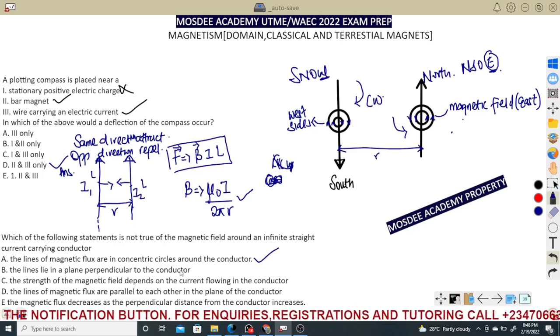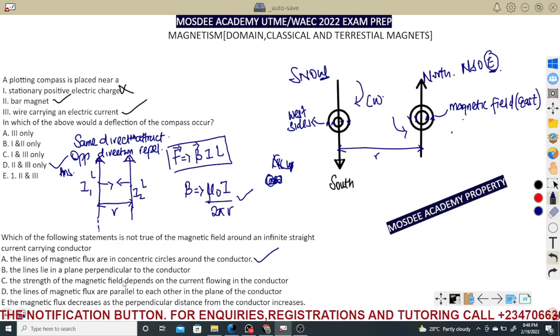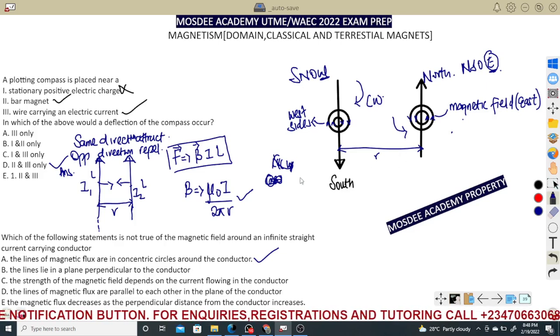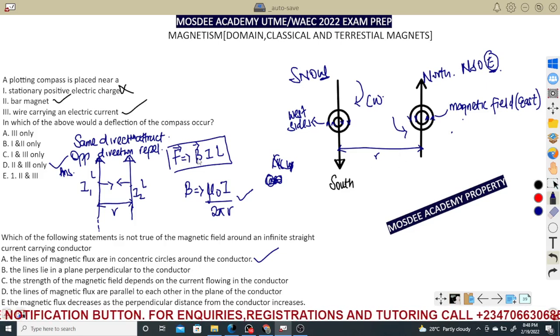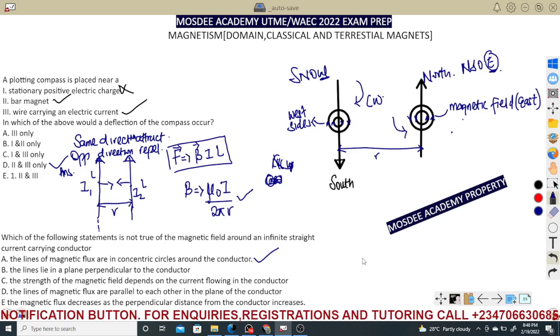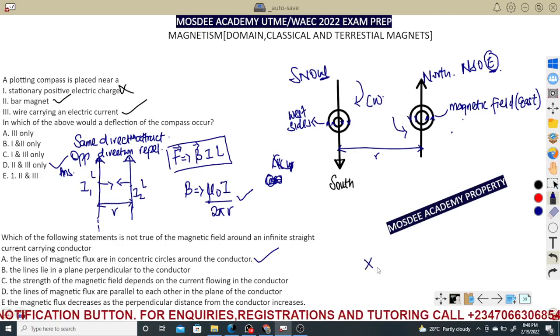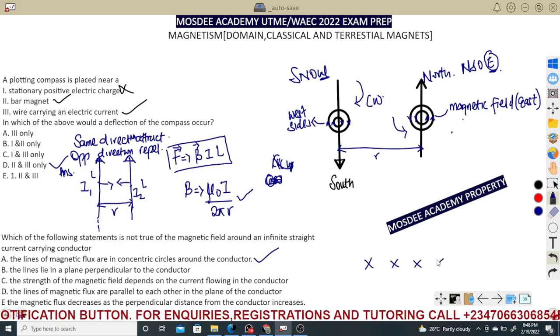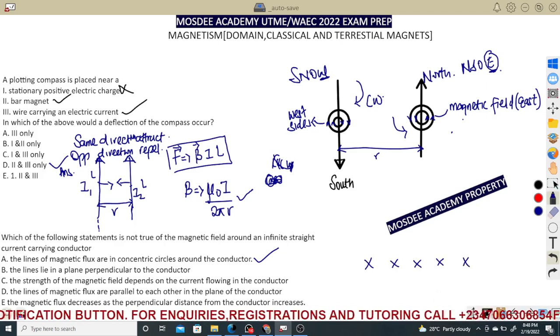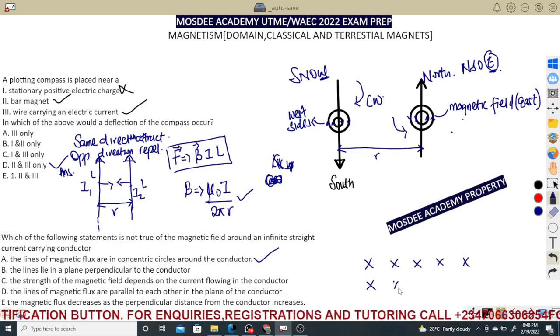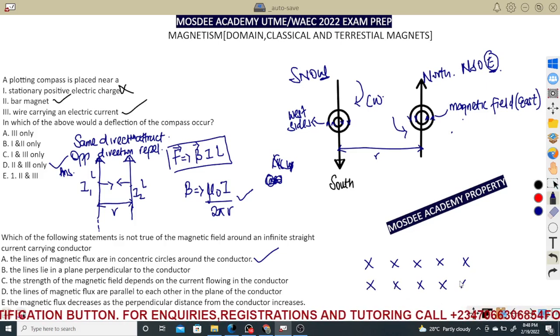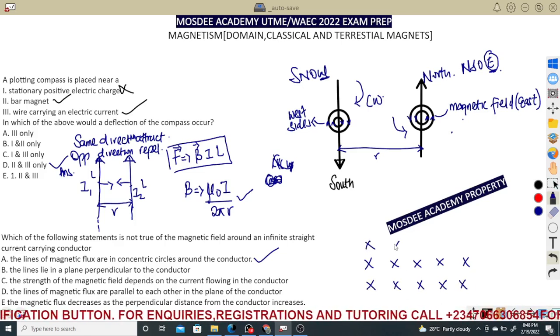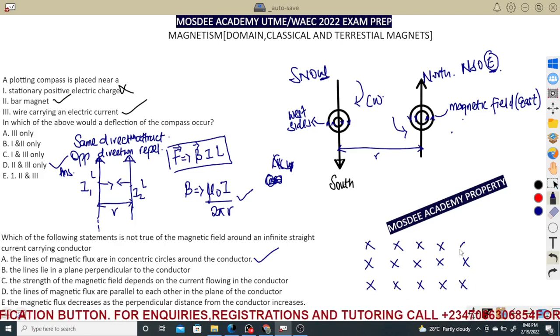The second statement here is that the lines lie in a plane perpendicular to the conductor. Yes. Now, Fleming's left-hand rule, that is what we are talking about. Now, we said force is equal to BIL. Let me quickly let you know, this is a magnetic field. I don't want to talk about too much concept, but this is why you need to know a teacher that knows it very well. We always use something like this to represent them.